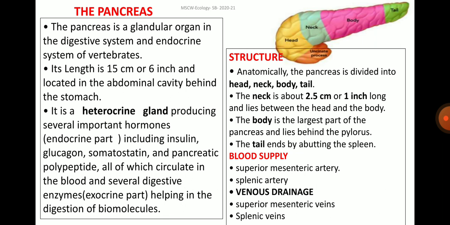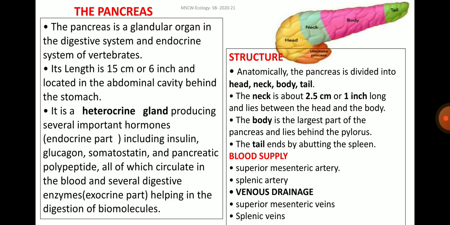So pancreas, as you all know, is a compound racemose gland. It is pale grey in color and weighs about 60 grams. It is about 12 to 15 centimeters long and is situated in the epigastric and left hypochondriac regions of the abdominal cavity. It's also called a heterocrine gland because it produces several important hormones from its endocrine part, including insulin, glucagon, somatostatin and pancreatic polypeptide, all of which circulate in the blood, and also several digestive enzymes from the exocrine part helping in the digestion of biomolecules.